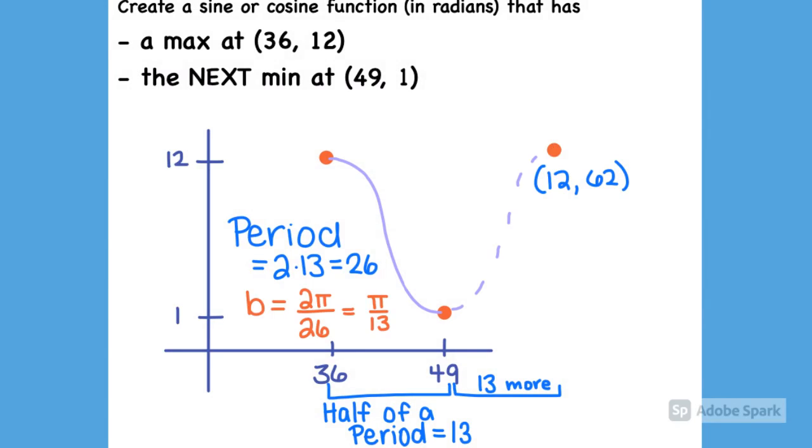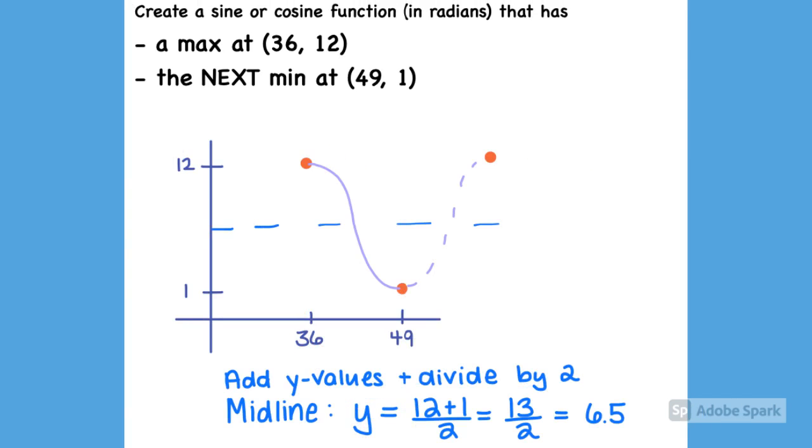To find my b value, since we're working in radians, I said that my b is 2 pi over the period. 2 pi over 26 is pi over 13. Next, I need to find my midline. I drew it in as a dotted blue line on my picture, and that's going to be basically whatever number is right between the max and the min, 12 and 1. So to find that number, I find the average. I add the y values and divide by 2. 12 plus 1 is 13. Divide by 2, you get 6.5.